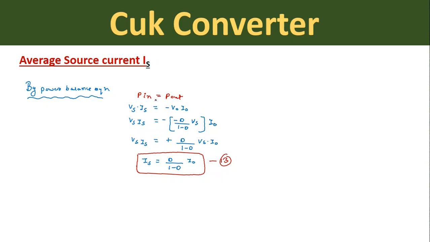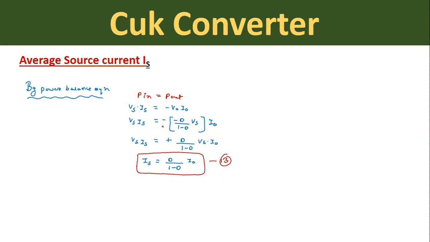By the power balance equation we know that if the system is lossless, that means there are no losses in the switches or any components, then input power is equal to output power. Input power can be written as Vs into Is and output power can be written as minus of V0 into I0. Here we are taking minus because we are getting the equation of output voltage negative and power cannot be negative, therefore we are introducing a negative sign because of this negative equation of V0.